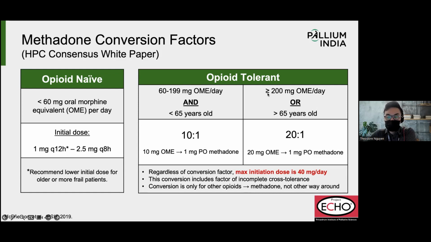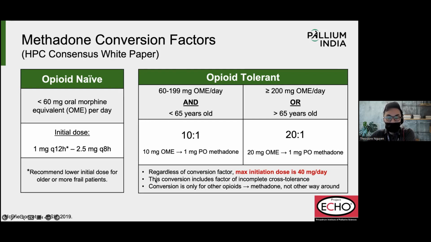And for patients that are requiring over 200 milligrams OME, or over 65 years old regardless of what OME they're currently using, we would do this 20 to 1 ratio, where it's 20 OMEs to 1 milligram of oral methadone. And regardless of the conversion factor, the max initiation dose of methadone that we would recommend is 40 milligrams per day. So even if you do a calculation and it's above this amount, we always recommend to not exceed 40 milligrams for the initial dosing.